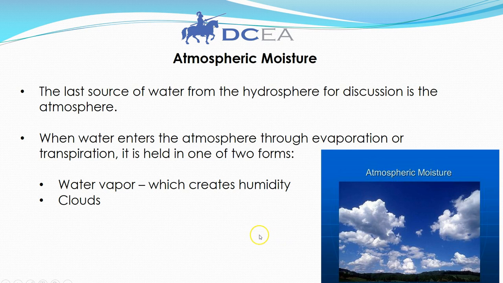What I want you to do is go on and complete your On Your Own problems 5.8 and 5.9. We will observe Lab 5.3 in class and then continue our discussion about atmospheric moisture in video 5F.2.